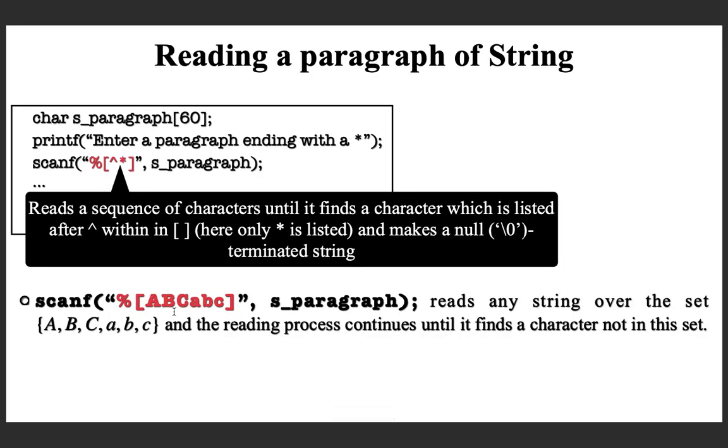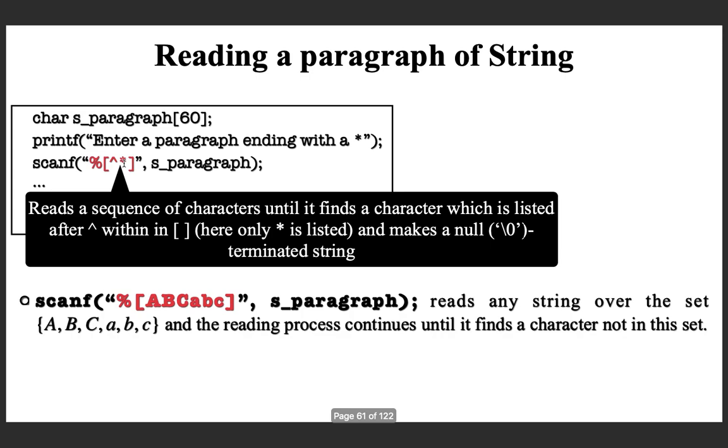There is another way of using it. Without this caret, if you use a list of characters, it can only read symbols from this list, so it can only read strings over the alphabet set capital ABC, small abc. If you use the caret, it will stop with any of these characters. So it's just negating the meaning. Without caret, you can only read characters in this group, and with this caret, you can read only symbols not listed over here. So I hope it's clear.